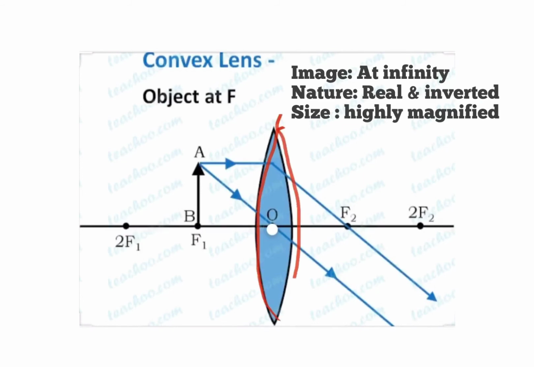Another case is object is placed at principal focus f of the convex lens. So this is your convex lens, optical center O. Object AB is placed at f1. First ray which is parallel to principal axis, after refraction, it will pass through f2. Another ray passing through optical center O will follow the straight path. Now here you can see that they are not meeting because the image is obtained at infinity, that is very far, and its nature will be real and inverted, and size will be highly magnified.